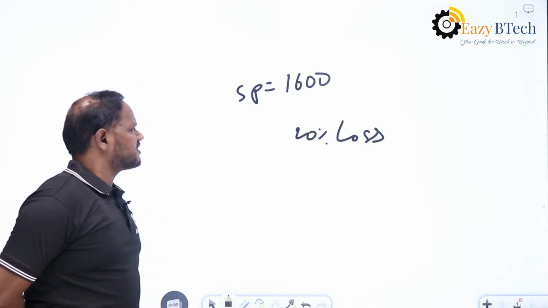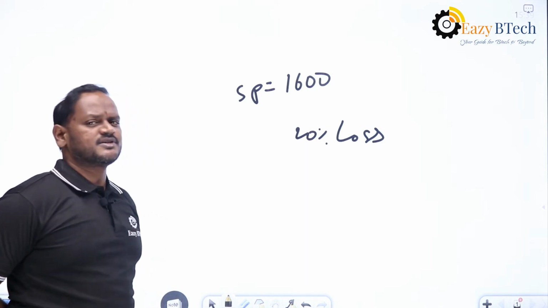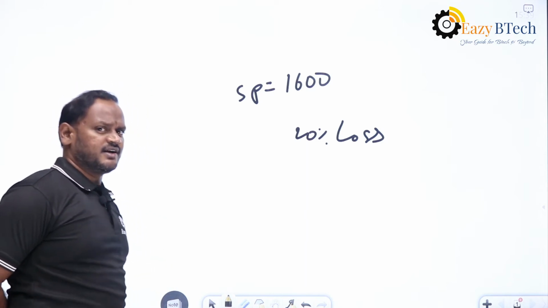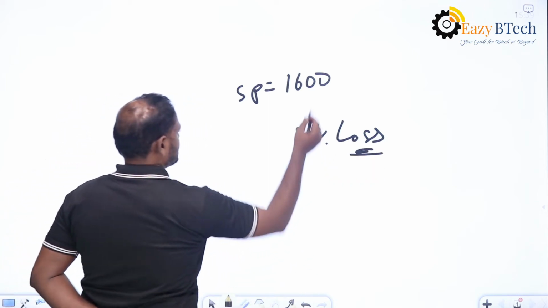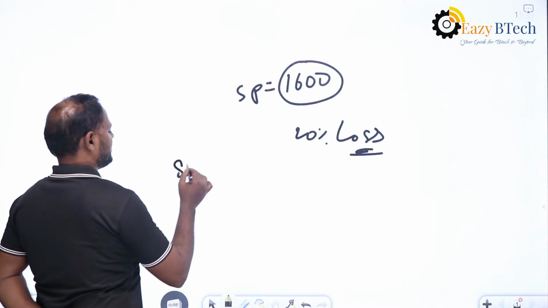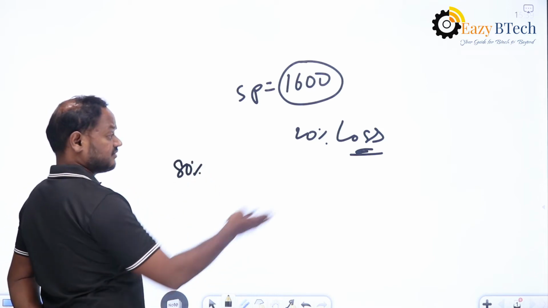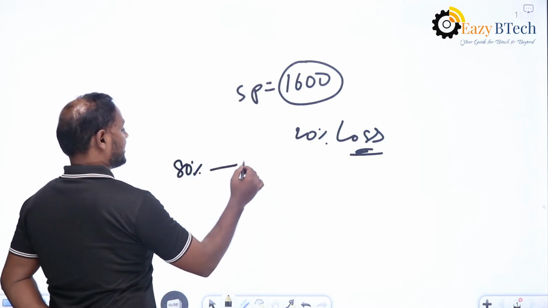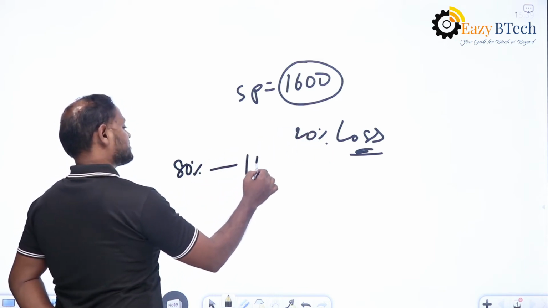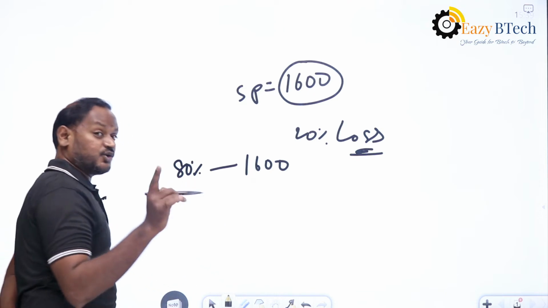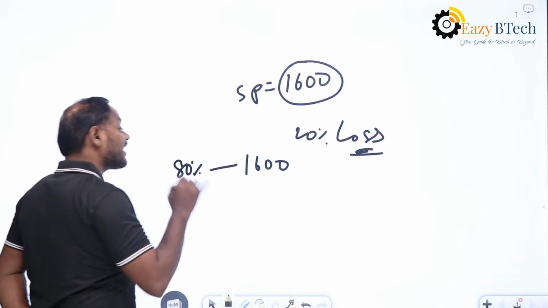So 1600 is the selling price, 20% loss is there. That's why we can take it as, how can we take it? 20% loss is there. That's why this 1600 can be taken as what? 80%. Why 80%? Loss, selling price. That's why it can be taken as 100 minus value only. 20% loss is there, 80% is 1600. I need to get the cost price.